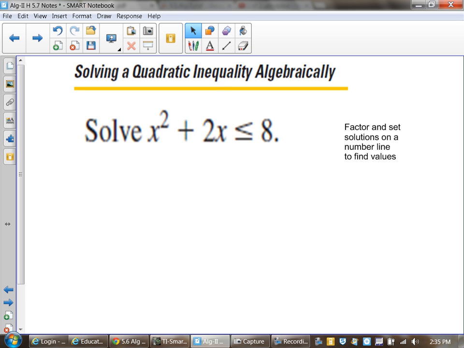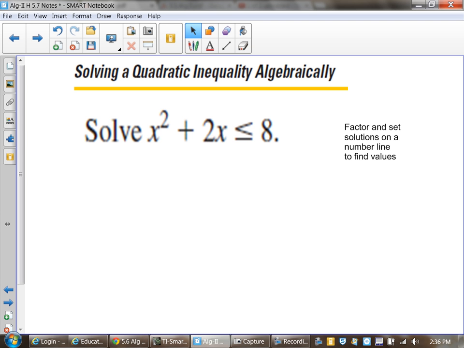The difference here, it says solve it algebraically. And if it says solve algebraically, all you're going to do is factor and put your numbers on a number line. Let me explain. If I have this same exact problem, x squared plus 2x equals 8, and I have to solve that by factoring, what do you do first? Subtract the 8, so you have x squared plus 2x minus 8 is 0.